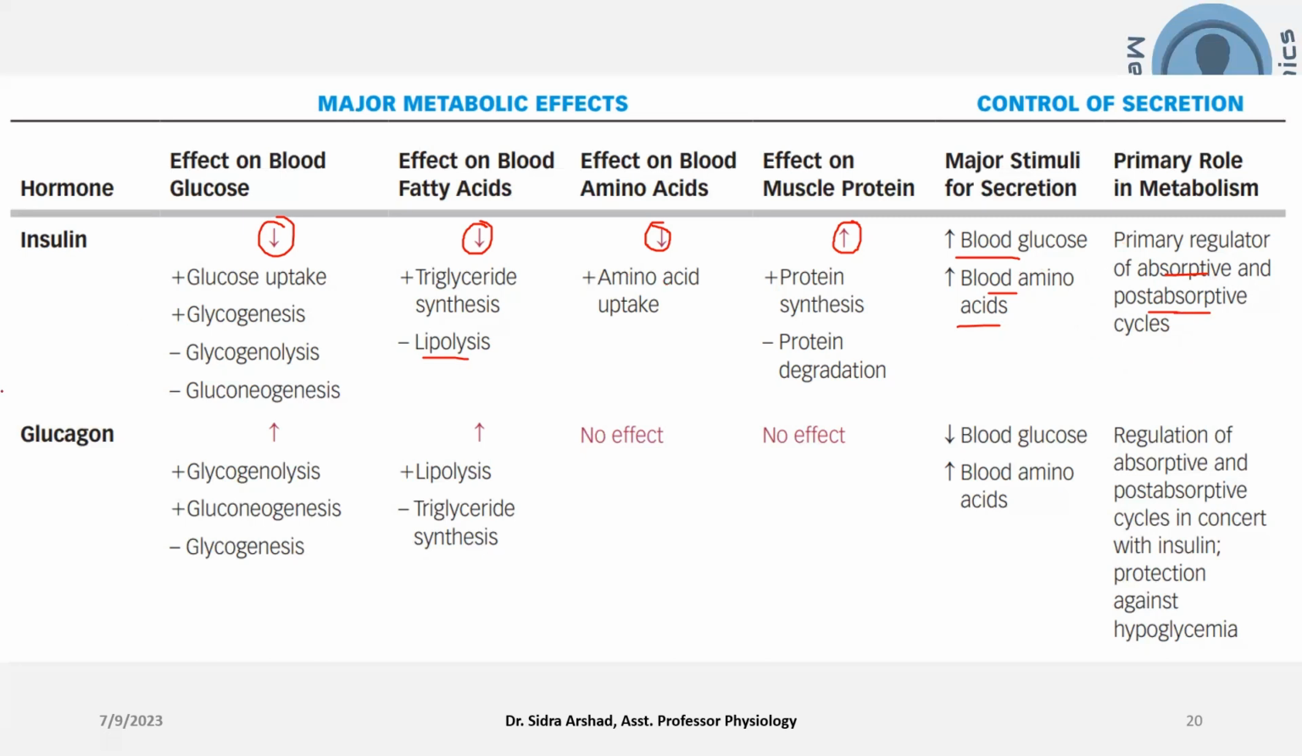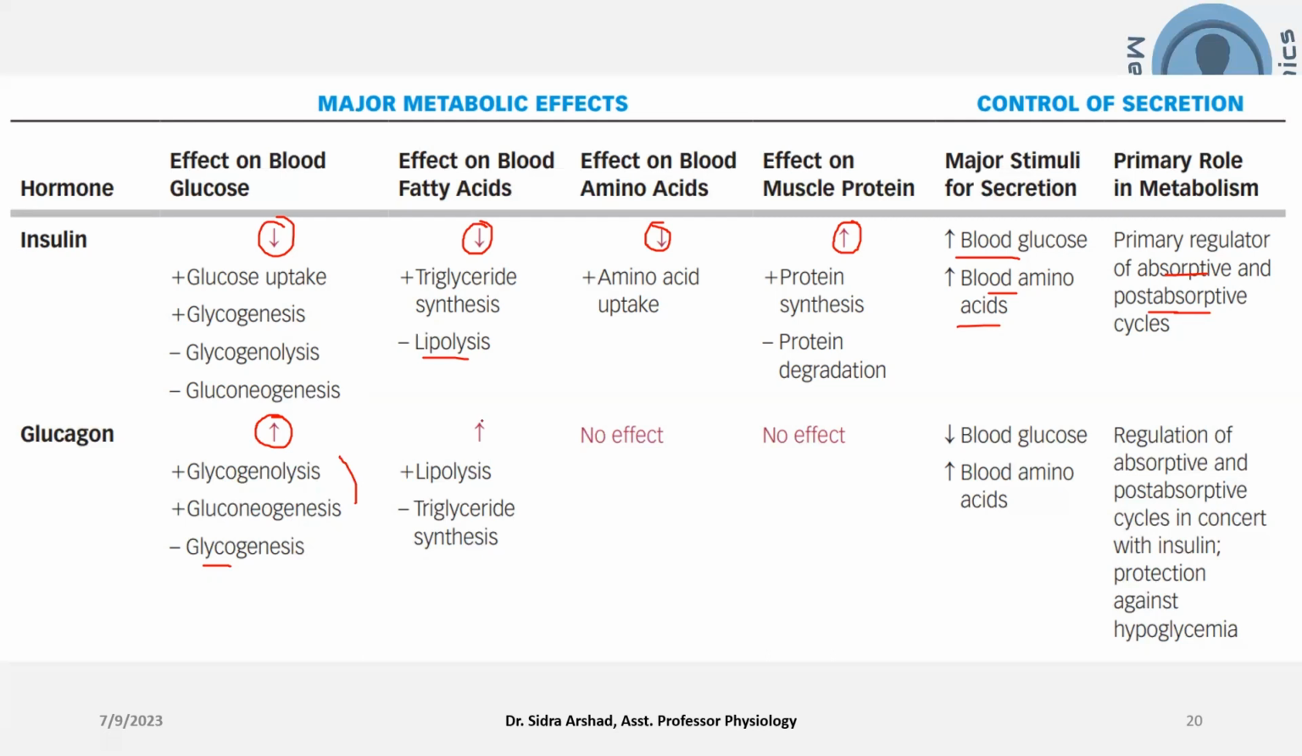Glucagon, on the other hand, causes glycogenolysis and gluconeogenesis to make the blood glucose levels high, make glucose available for the cells to be used, and it inhibits glycogenesis. It is not causing storage of the glucose. It is actually making glucose available for the cells.